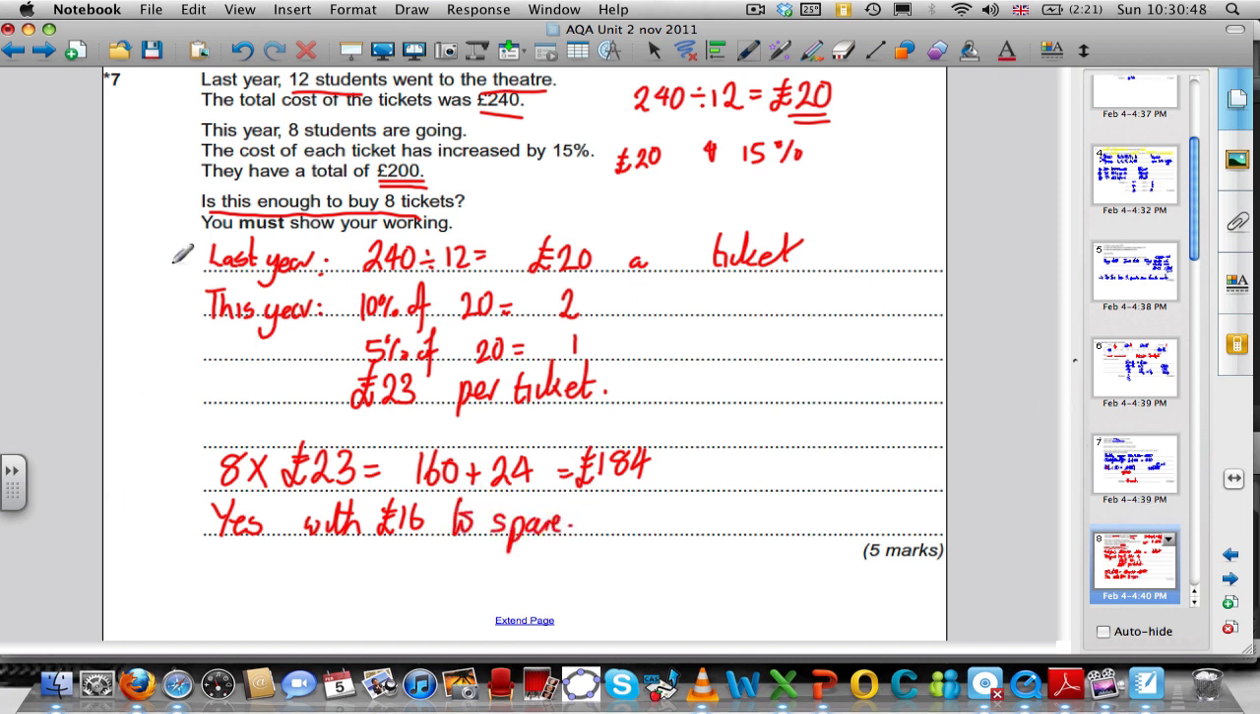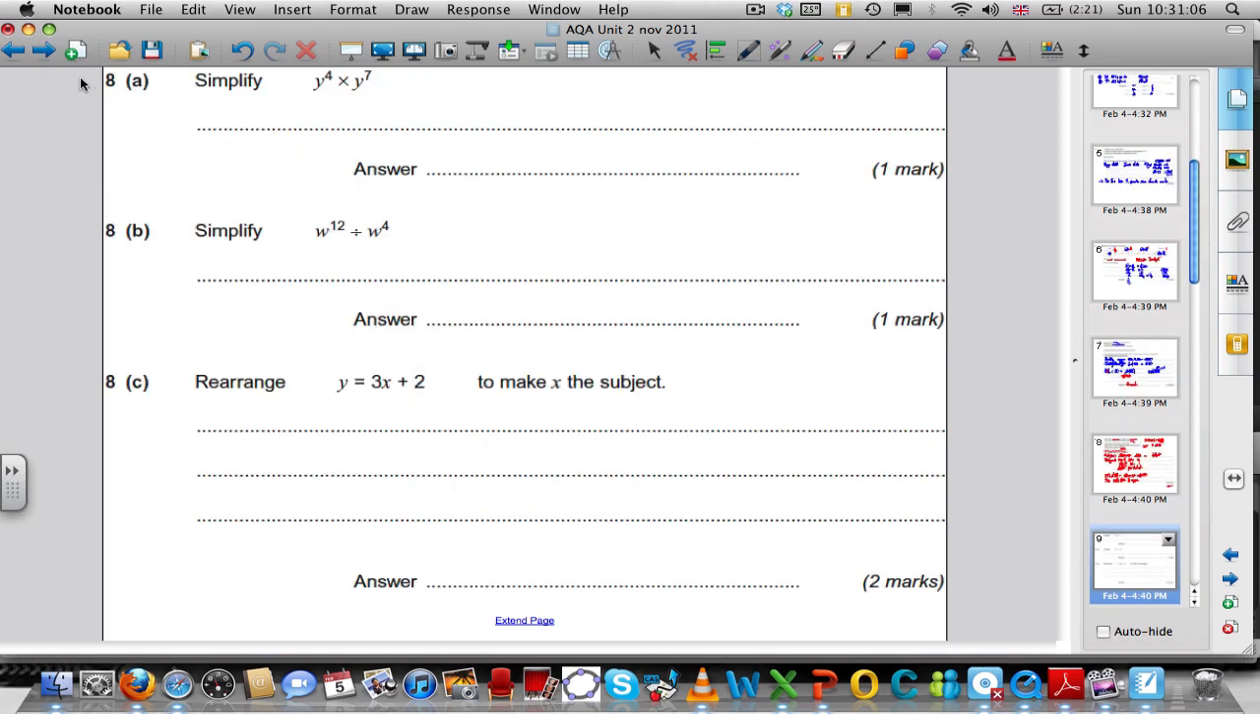Okay, do lay your working out nice and neatly. Last year, this year, price of ticket, and work it out and a conclusion so that you get all the 5 marks. The star here means you're assessed on your ability to lay out your answer sensibly and in an understandable way. Okay, next question. Question 8.